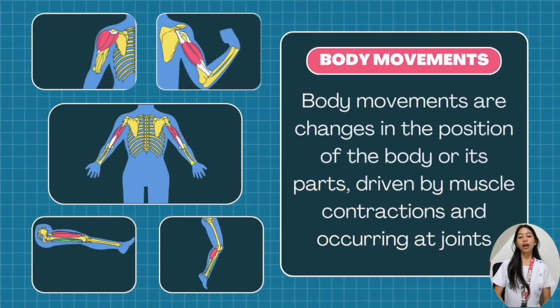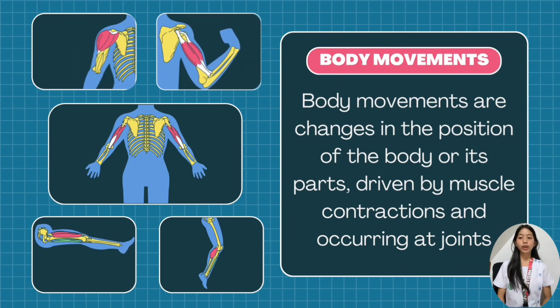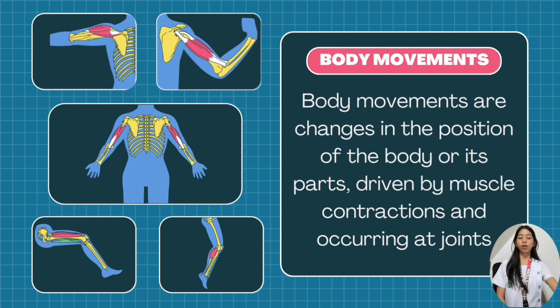For today's video, we're going to talk about the different types of body movements. Body movements are the changes in the position of the body or its parts, driven by muscle contractions and occurring at joints. So basically, these are the ways our muscles and joints work together so we can move. These movements let us walk, bend, lift, and do daily activities.